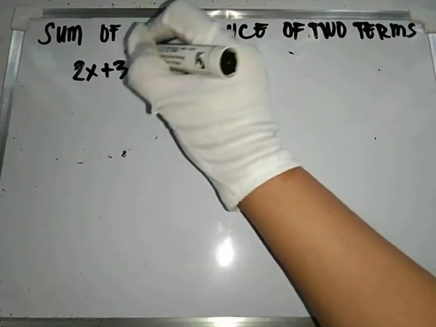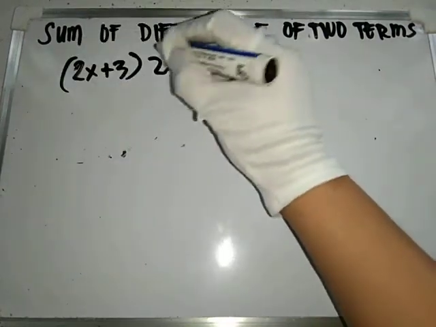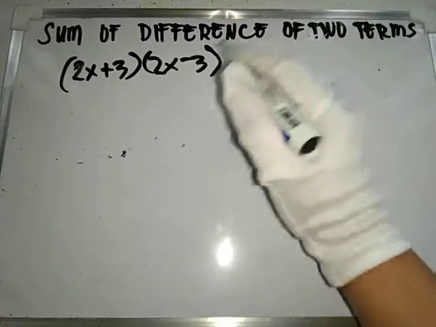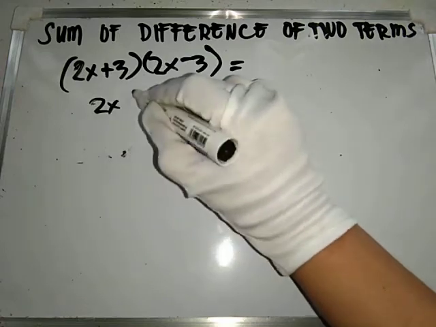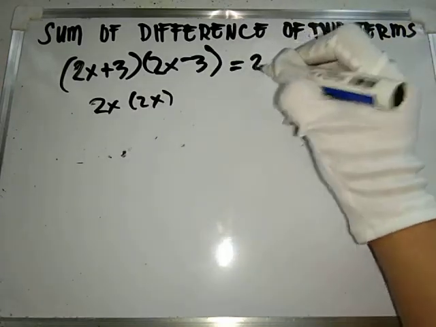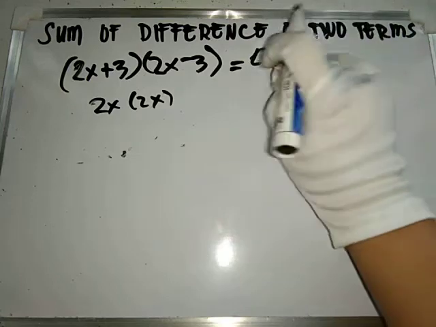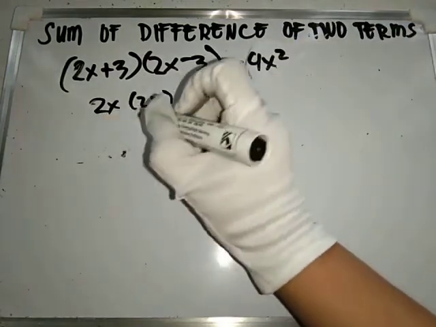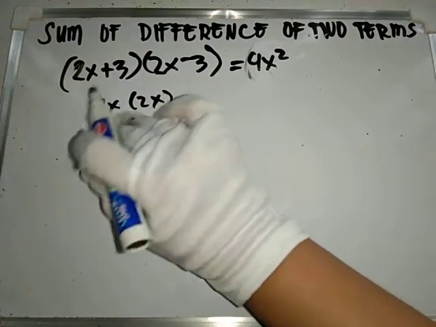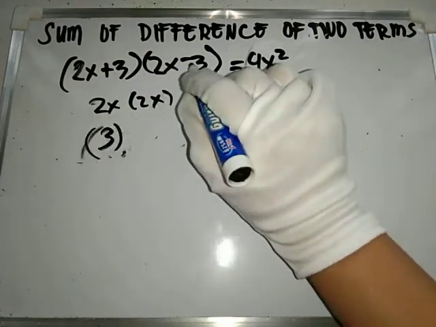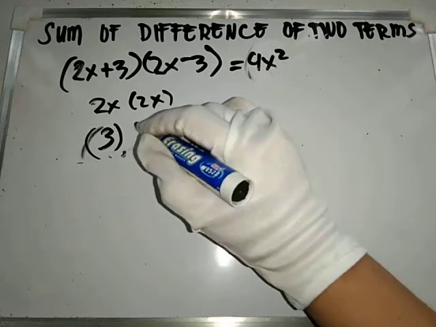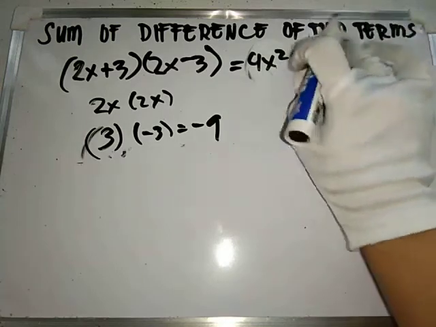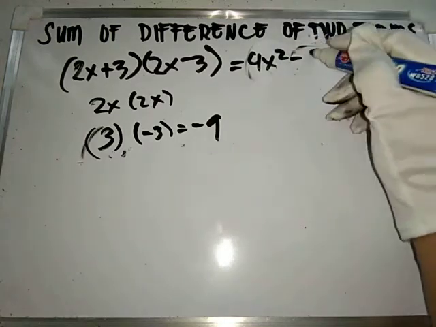2x plus 3 times 2x minus 3. So, first term to first term, 2x times 2x is equal to 4x squared. And last term, which is positive 3 times the last term ulit, which is negative 3 is equal to negative 9.